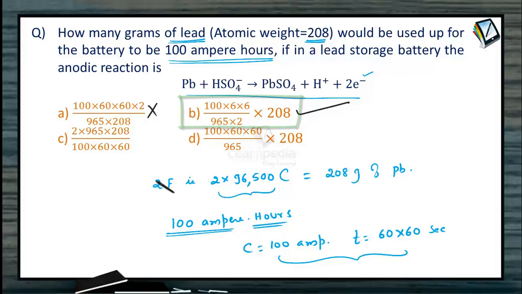So this is the question with one option right. So the others must be wrong. For which purpose? Let us check. 2 into 965 in the numerator is given. And this is 100 into 60 into 60. The numerator part is right. Into 208 is also right. But it is just given 965 into 2, which is supposed to be there. Therefore, this is the wrong option.